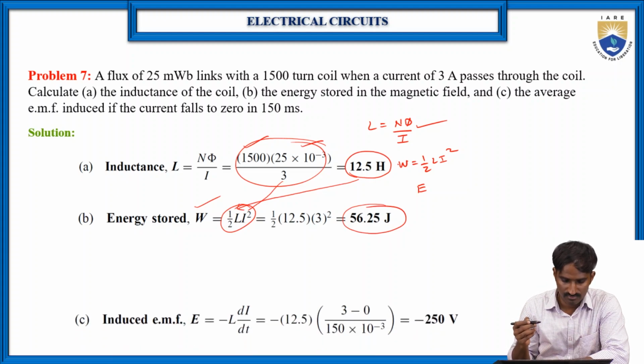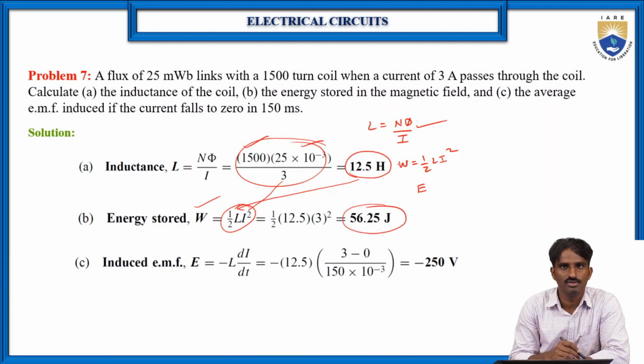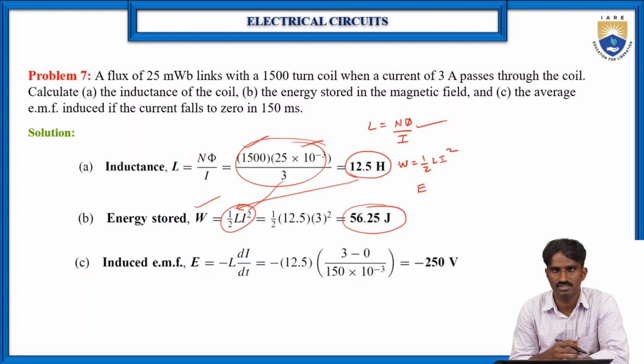Next, the third one, which is the induced EMF. So induced EMF is equal to minus L into di by dt, or minus N into d phi by dt. But here we don't know what d phi by dt is, and of course we have the number of turns, 1500, that they have given.